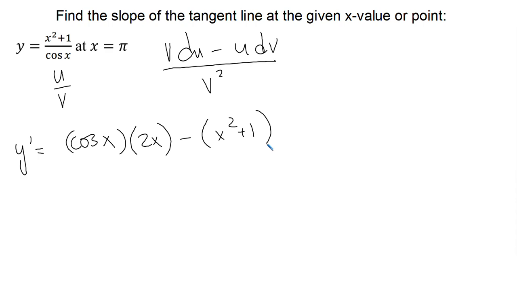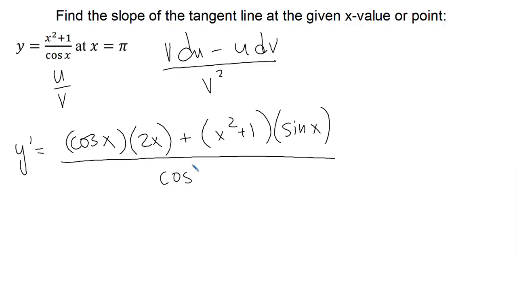Well, the derivative of cosine is negative sine. So I will just change the sign of this and make that a positive sign, because it would be a negative sign. And then in our denominator, we just have cosine squared of x now.